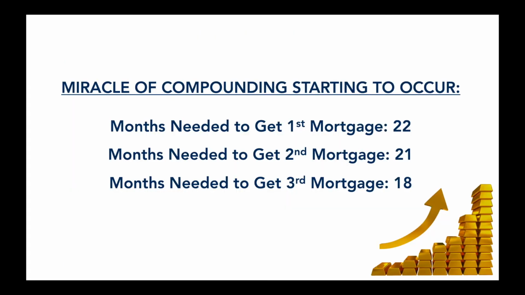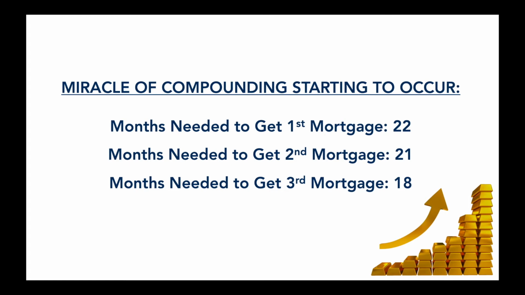One thing you may notice, however, is that the miracle of compounding is starting to occur. The months needed of investing to get to our first mortgage was 22, but then the months needed to get to our second mortgage was only 21. And if we keep going, the months needed to get to our third mortgage is 18. So you can see that every time we can get another mortgage faster and faster.